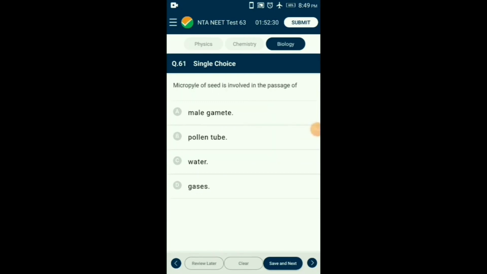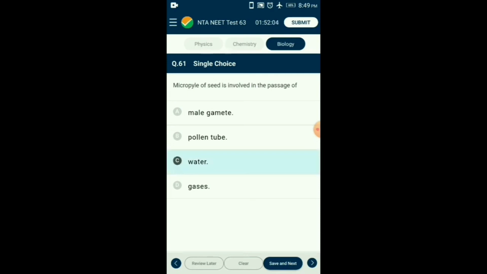Question 61. Micropyle of the seed is involved in the passage of. The micropyle is a small opening present in the ovule. In ovule, it helps the entry of pollen tube. The micropyle of seed is involved in the passage of water. Micropyle plays a very important role in absorbing water during the time of germination. So the answer for this question is option C.